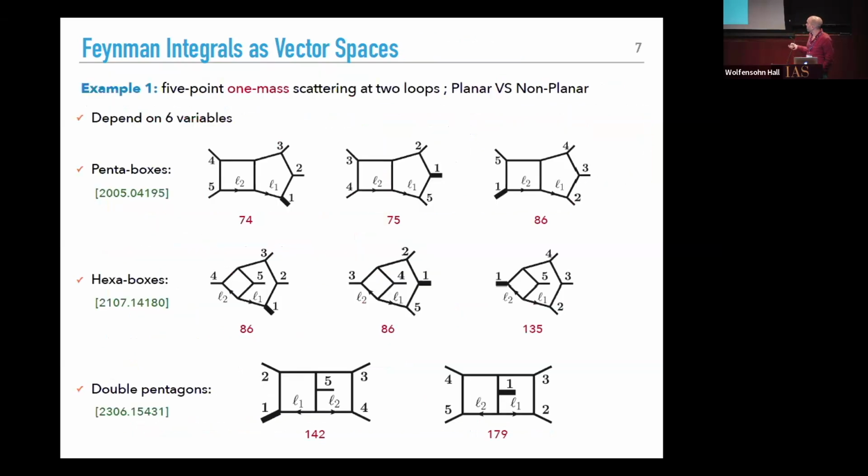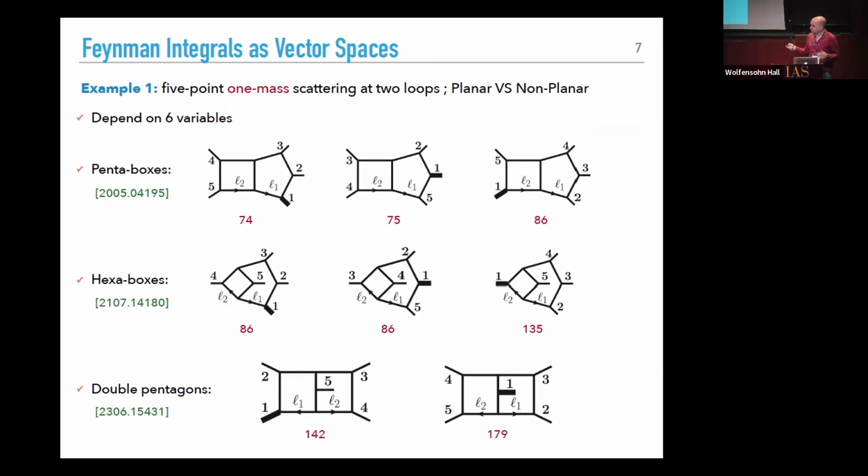So let me give you a flavor for how complicated these things are. Here is a first example. These are the integrals that you need to compute if you want to do 5-point 1-mass scattering at 2 loops. And what I would like to highlight here is the difference between planar sectors and non-planar sectors.